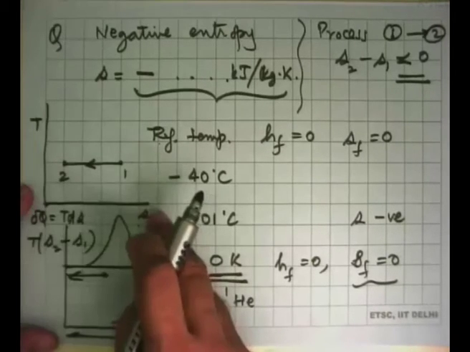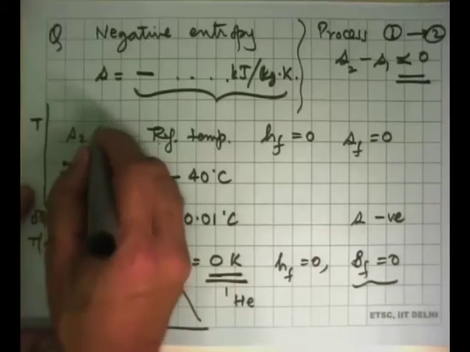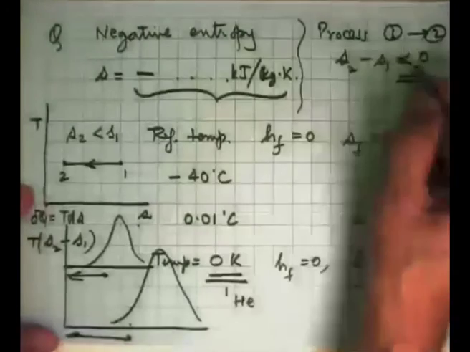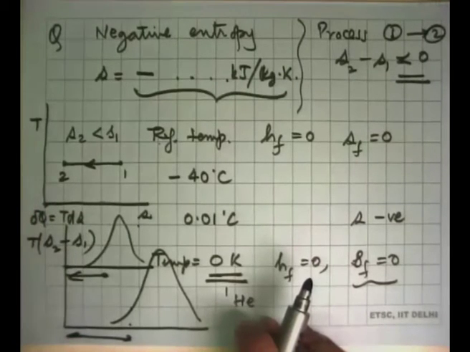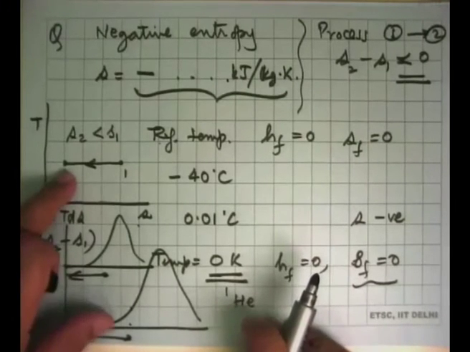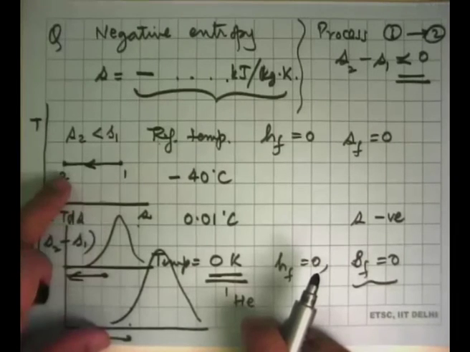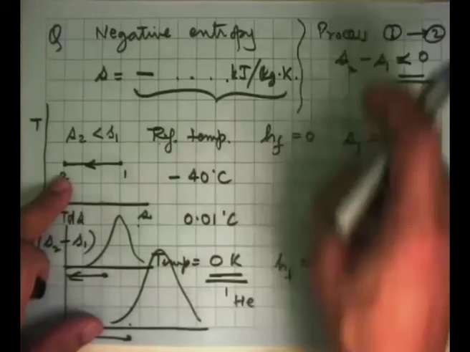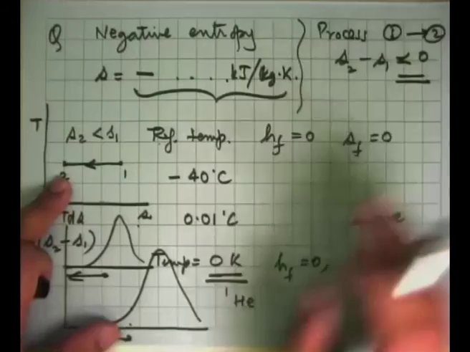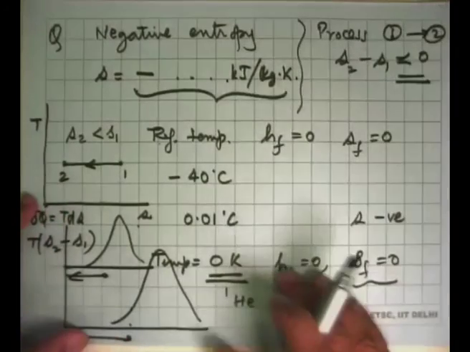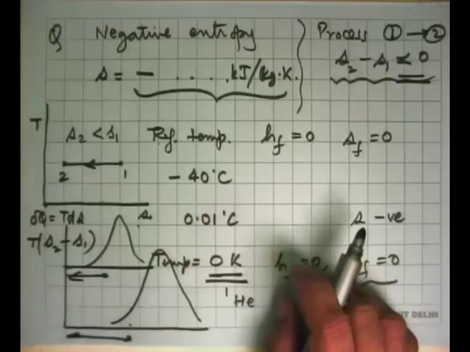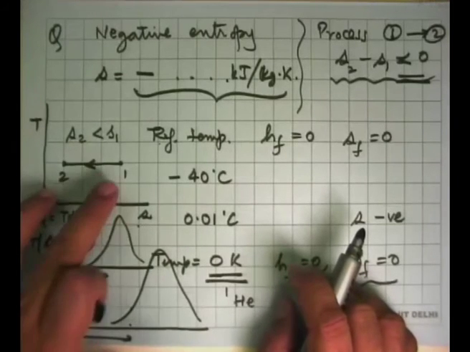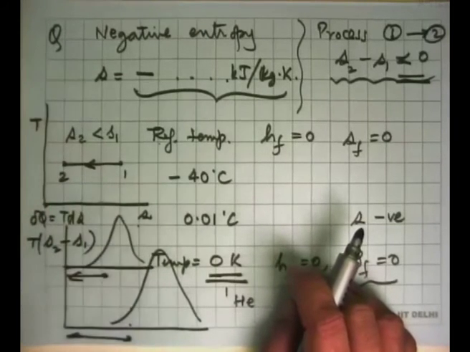And the chart itself shows that S2 is less than S1, so S2 minus S1 will be negative. What it tells us is that in a process where there is no work transfer but only cooling taking place, entropy change will be less than 0. Okay, so it's not a universal statement that entropy always increases. Let's not look at it that way. There are processes where entropy does decrease.